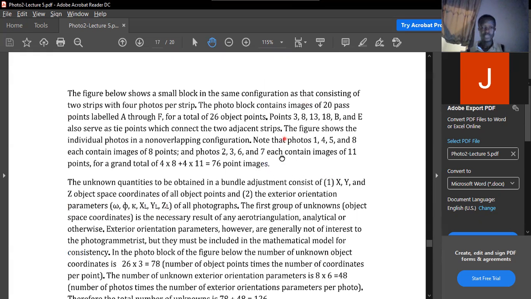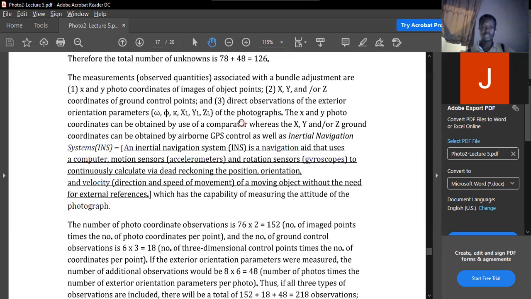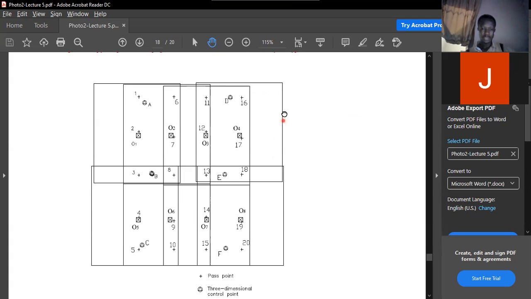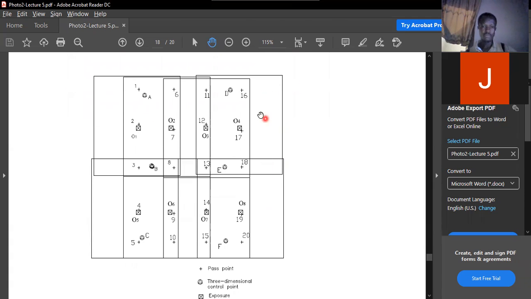All right. So here we are saying we have 26 object points. Let's go to the diagram. I don't know if you are following it. Can you determine why we have 26 object points in this diagram? Why do we have 26 object points?